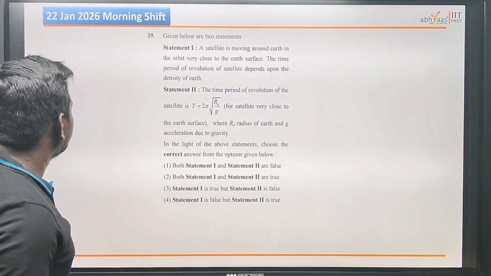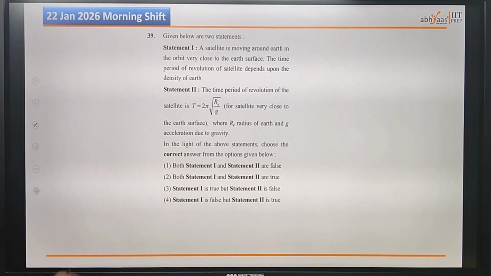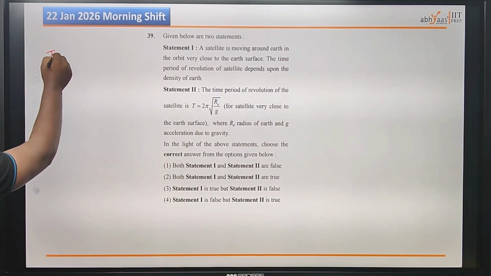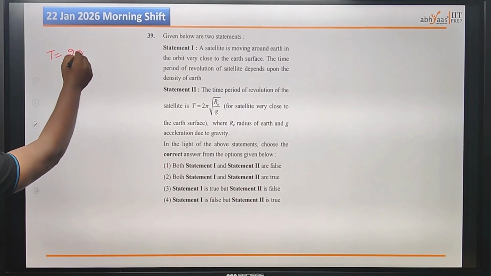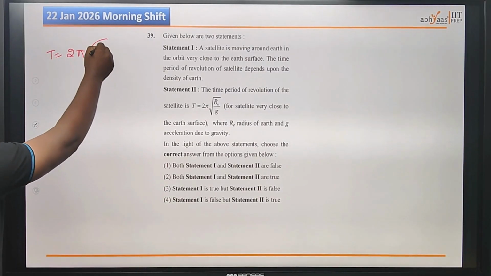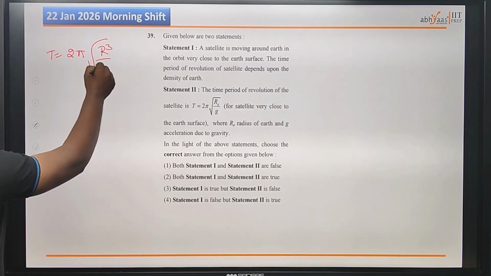Is that right or wrong? Check here. Time period can be written as T equal to 2 pi under root R cube by GM.